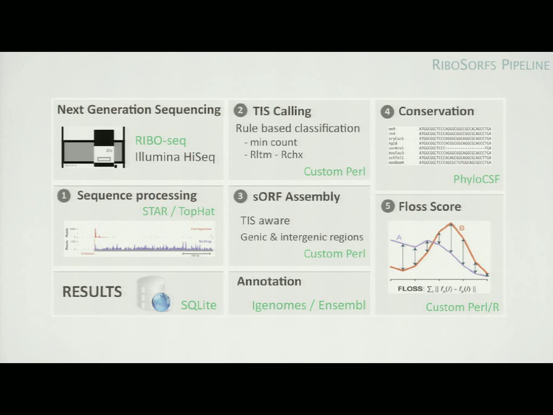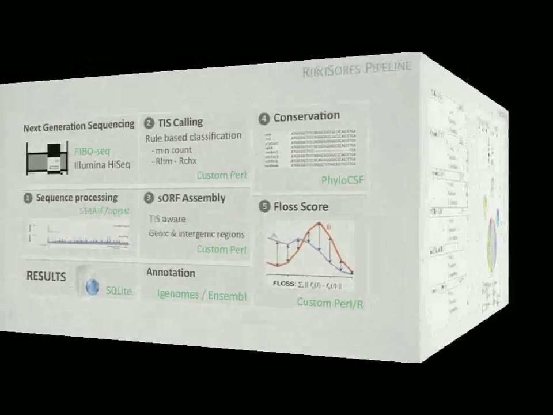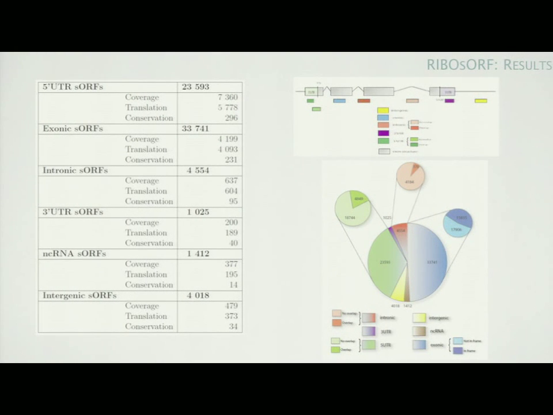Again, this pipeline, just to show you that these extra things happen here. We also calculate conservation on multiple sequence alignment using the PhyloCSF scoring, and we also do the FLOSS scoring. In general, these small open reading frames can occur anywhere. I mean, they can occur in 5' UTRs, exonic, intronic regions, intergenic regions, non-coding regions. And by chance, it's easy to detect these. So we have to filter these if you want to get to a more stringent set of sequences.